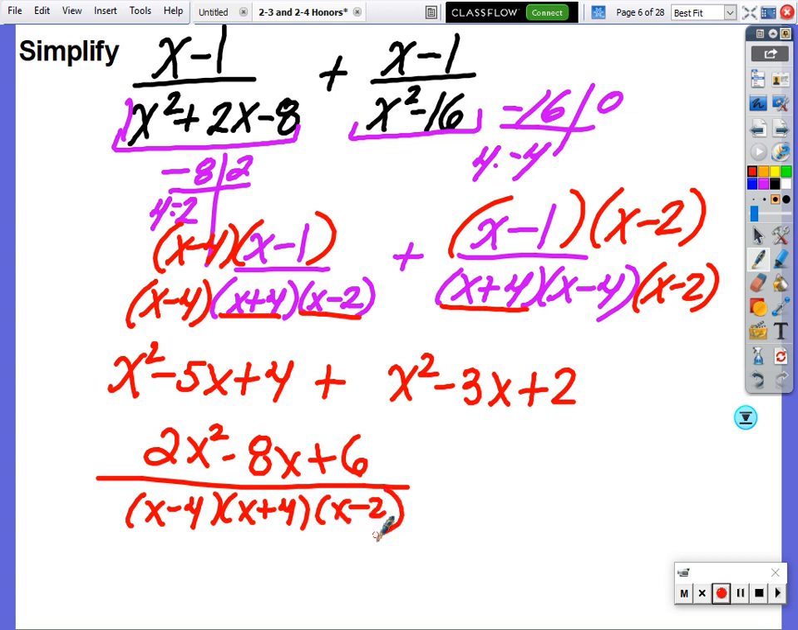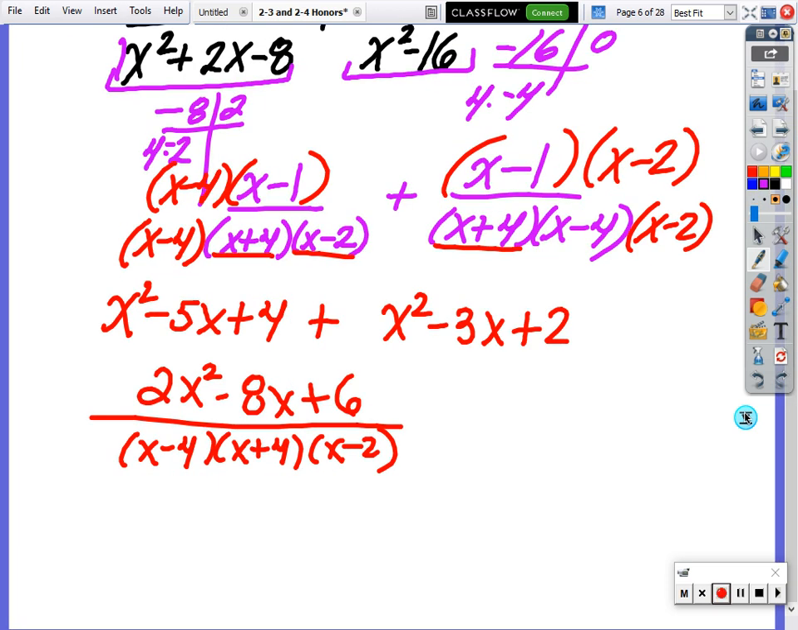You'd say, that's my answer. Now I need to see if it factors. So shouldn't I pull out a 2 so that I can quick factor? Yeah. So the first thing I'm going to do is pull out the greatest common factor of a 2.